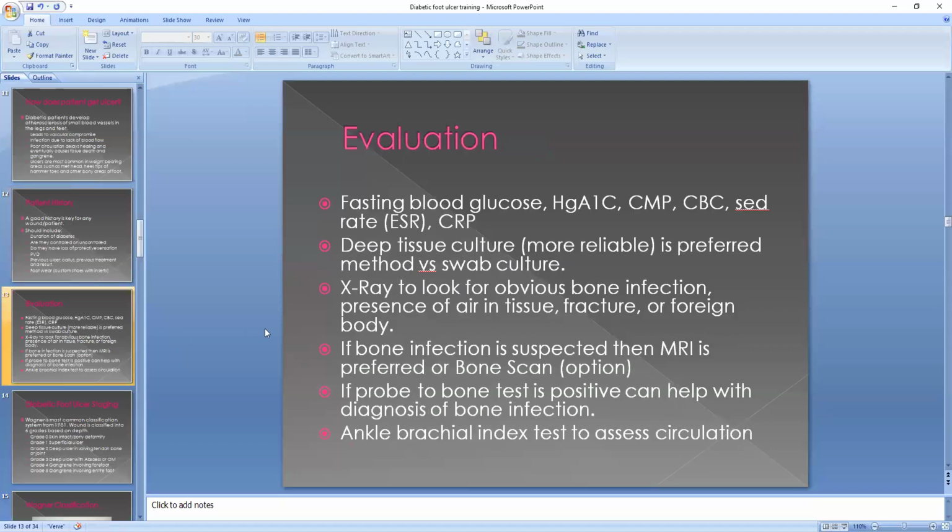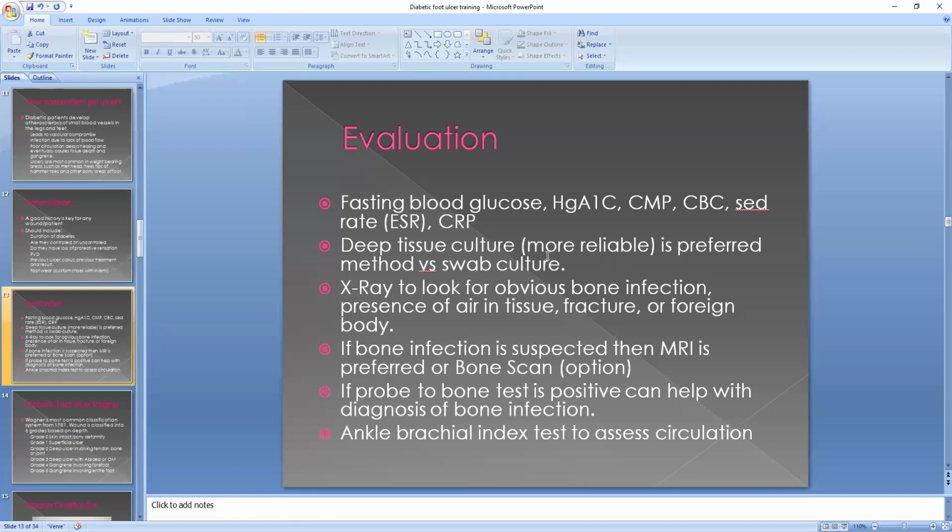So your evaluation, like I mentioned before, includes the blood work. I get an A1C because I don't care what they tell me their blood sugar is. This one will tell me if they're lying or not. This is a look at the blood sugar for the last 3 months, so the hemoglobin A1C is a pretty good indicator of where they are with their glycemic control. And then you want to get a complete metabolic panel, a CBC, and check some inflammatory markers like sed rate and C-reactive protein. At this point, if you got a good look at the wound and can get a good deep tissue culture, then this will definitely help you direct your plan of care.